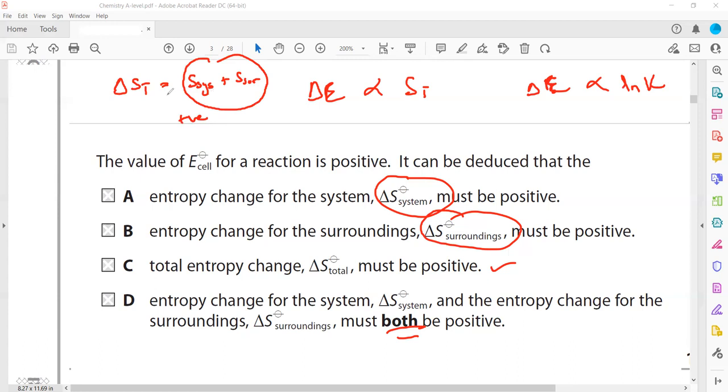It does not matter when one is positive, one is negative. What we want is for the final answer to be positive. That's why C is the right answer. Is it clear?